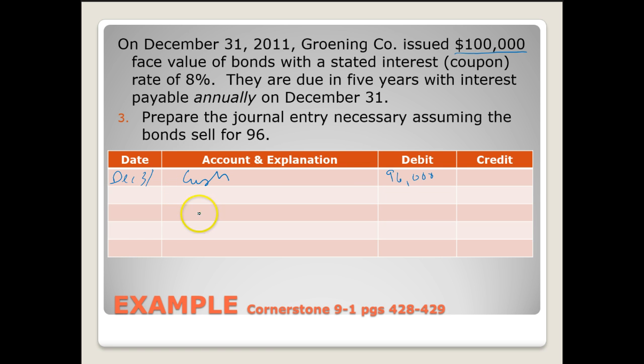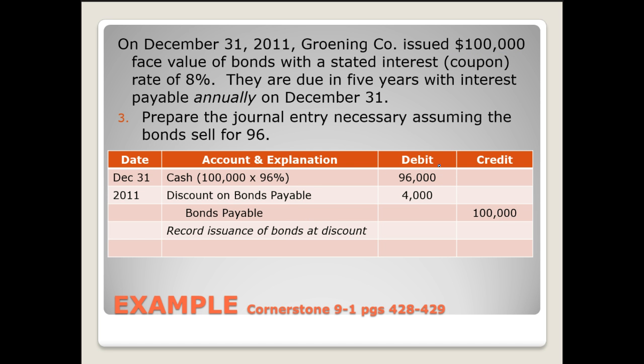Now, we know that there is going to be a bonds payable liability because what Groening will actually owe, the actual liability will be $100,000, which is owed 5 years from now. So we know that there's a $4,000 difference here between our debits and our credits. We are going to make a debit entry to a valuation account called the discount on bonds payable account. And that's going to be for $4,000. And we'll look at it all nice, neat, and clean right here.